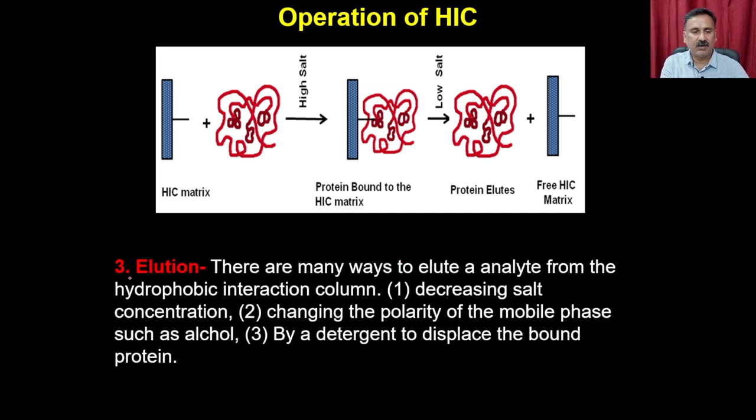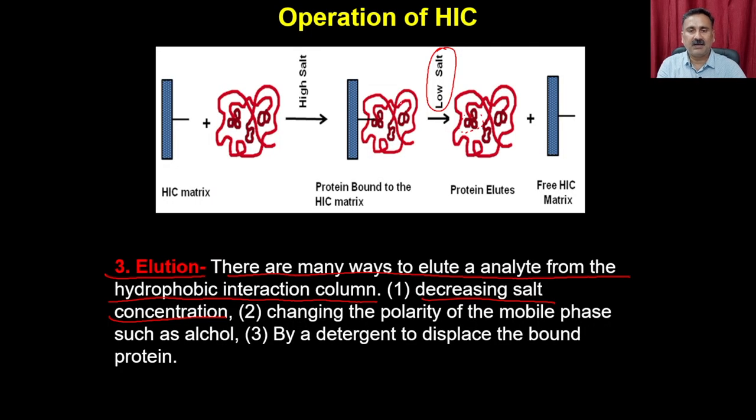In the second step, you are going to do the washing, and then in the third step, you're going to do the elution. There are many ways to elute an analyte from hydrophobic interaction chromatography. You can decrease the salt concentration. If you decrease the salt concentration, it is going to bring the hydration shell back, and all these hydrophobic patches are going to be covered by water molecules. As a result, the protein will not be able to interact with the HIC matrix and it is going to come out into the solution.